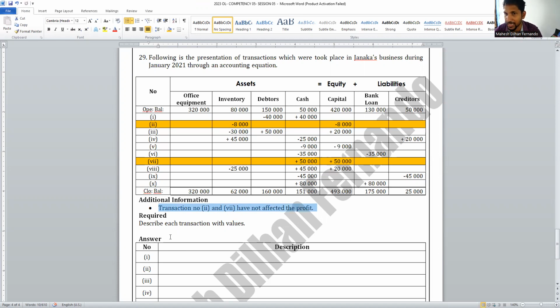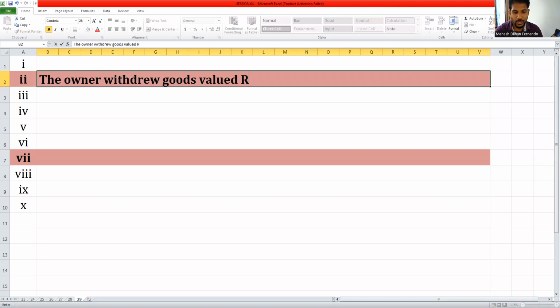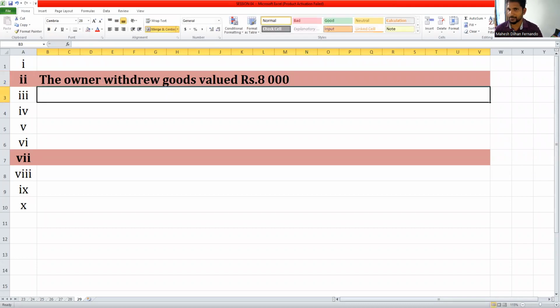This is first term test exam level. So this 8,000 can't be loss on damaged inventory. It has to be a drawing. Why? Drawings don't affect the profit. You have to say the owner withdrew goods valued at rupees 8,000. That's enough.